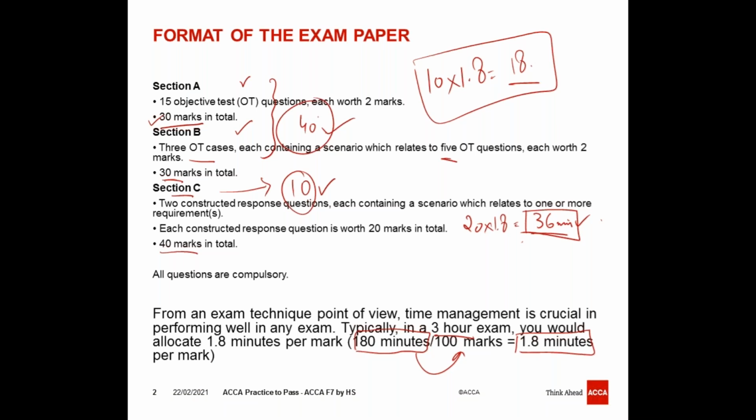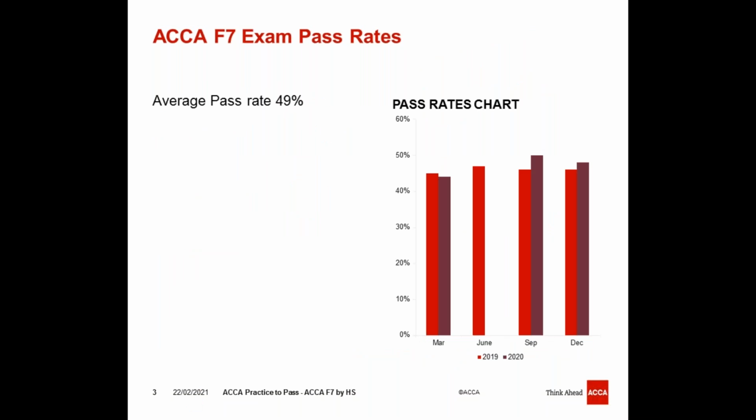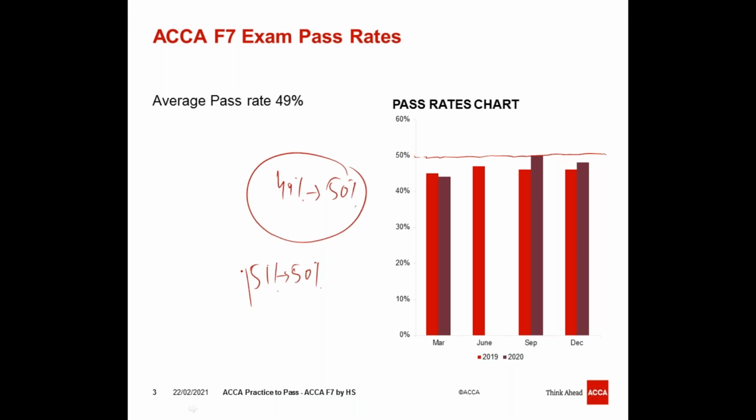Focusing on the next slide, that's the pass rate for this paper. Apparently, as compared to the other papers, the passing ratio is good for this paper, but still, you need to see that the average passing ratio is approximately 49 to 50%. It means in every exam sitting, 50% to 51% of students fail the examination. That's very scary, you know.